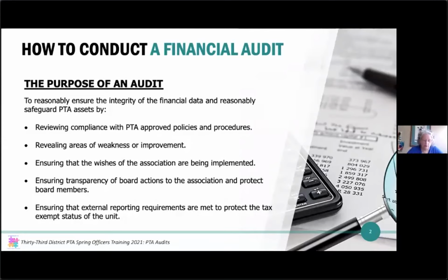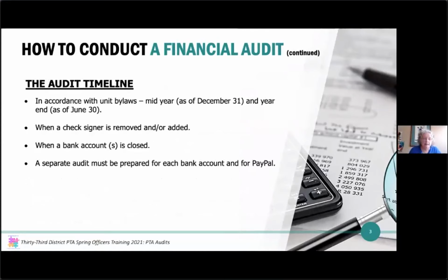Okay, so now we're going to go to the audit timeline. The timeline is in your unit bylaws, and it's a mid-year and a year-end. Mid-year is December 31st, and year-end is June 30th. Our fiscal year is July 1st through June 30.